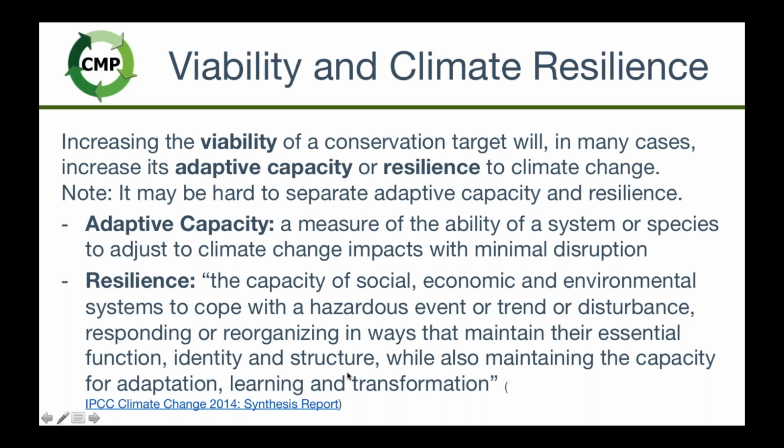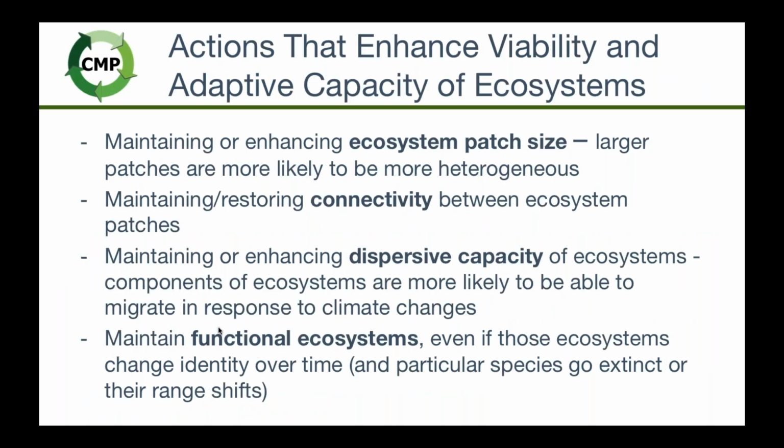I guess the difference is here. In this one, in the definition they explicitly include social and economic, but you could include that in the definition of adaptive capacity as well. Anyway, we found these definitions to have a lot of overlap, but the major point we wanted to make is that by increasing the viability, you can increase the ability of the ecosystems and species and increase their adaptive capacity or increase their resilience.